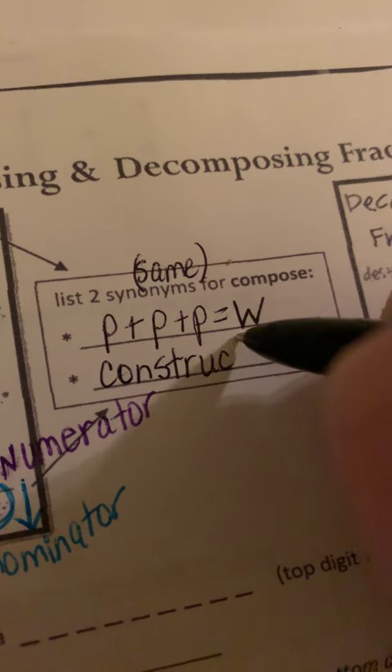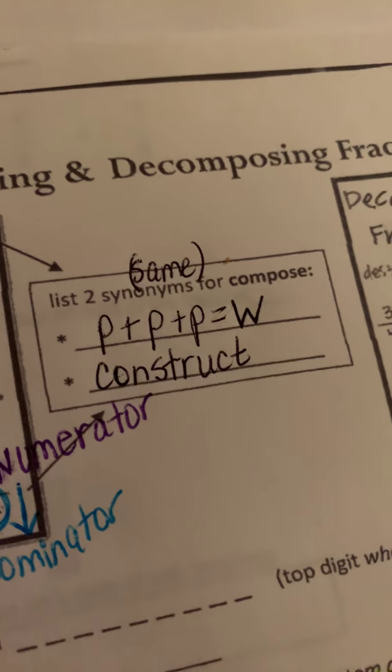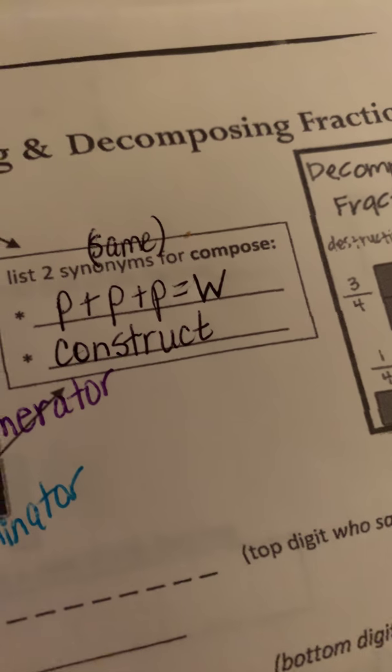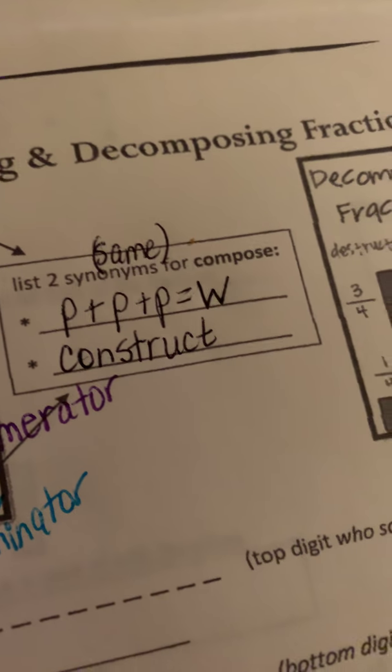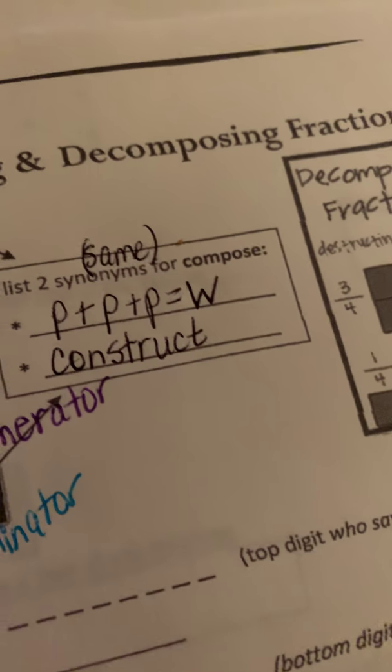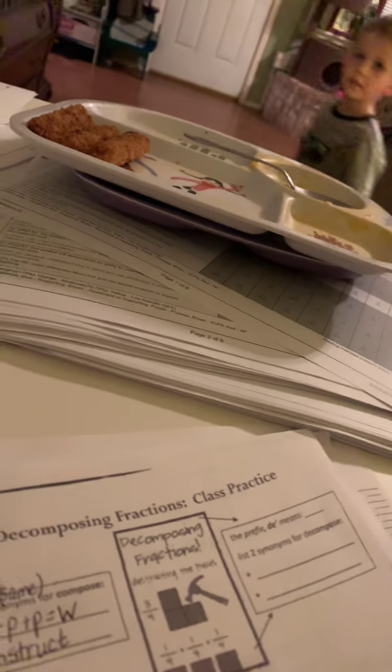Construct. C-O-N, construct, S-T-R-U-C-T. Sorry, Owen wants gummies, so I'm trying to open them. Say hi, Owen. Hi. Here's your other gummy.